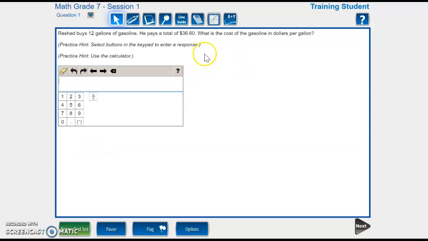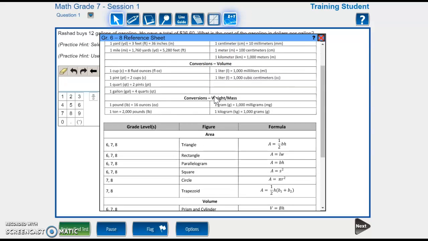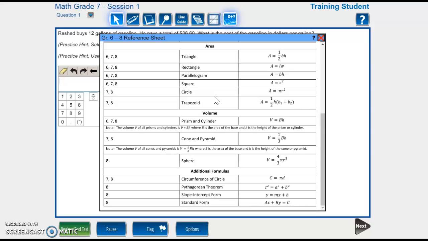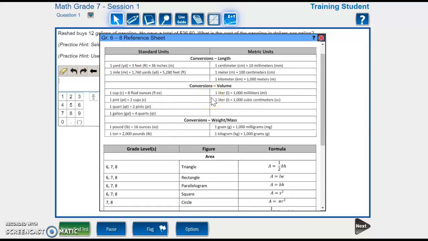So things that you need to know for the MAP test. With math, they give you a lovely reference sheet. So that way you don't have to memorize all the formulas before going to the test. So here, where it says X plus Y, if you highlight over it, it says references. So when we click on that, this formula sheet for grades 6 through 8 pops up. So it doesn't matter what grade you're in, you will see the exact same reference sheet.